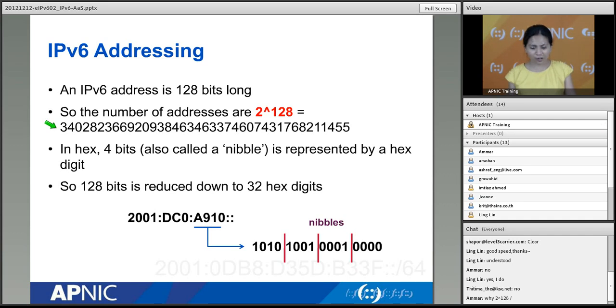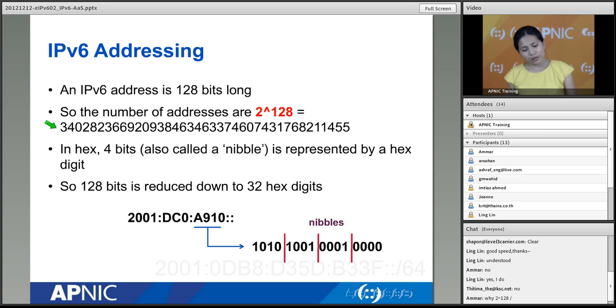Okay, it's not millions, it's not even billions, it's even more than that. So that is the number of IPv6 addresses that is possible to be used as an address on different hosts, on different machines that want to connect to the internet.